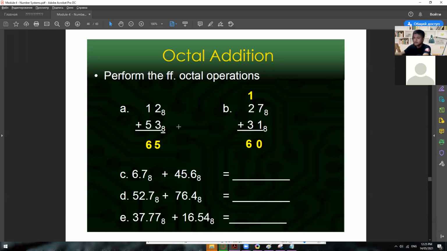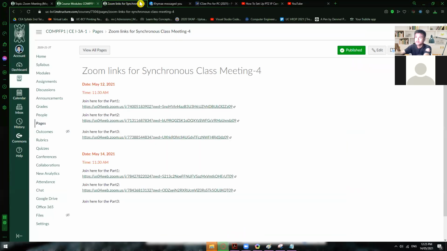So in here, 2 plus 3 is 5, so it's the same. And 1 plus 5 is 6, so it's the same, no problem. However, in here, 7 plus 1. Wait a second.